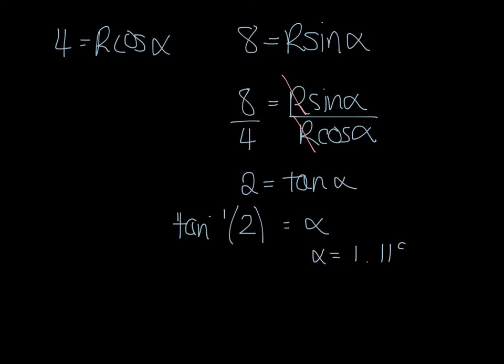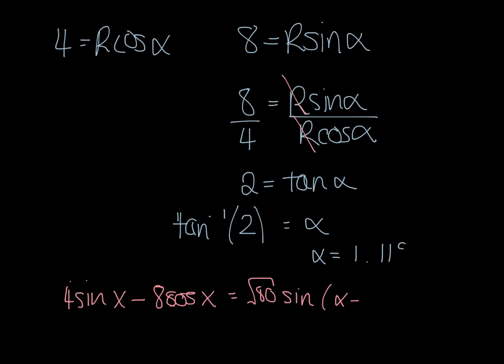So we should have that, whatever our original function was, and I've absolutely lost the plot now, 4 sine x minus 8 cos x is equivalent to the square root of 80, which is 4 root 5 if you'd rather, times sine of x minus 1.11 radians. Now, again, plot them again, check that they actually sit on top of each other.